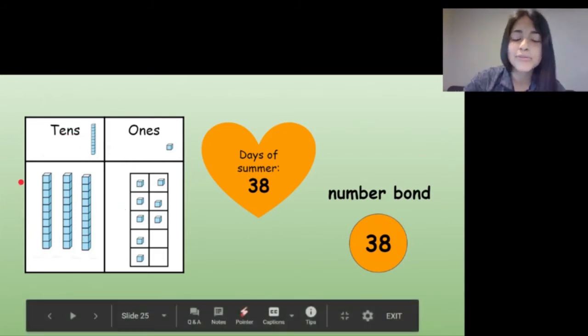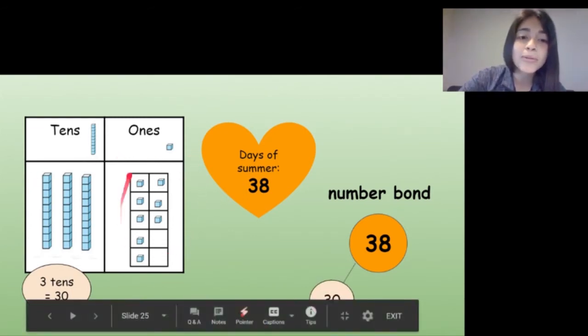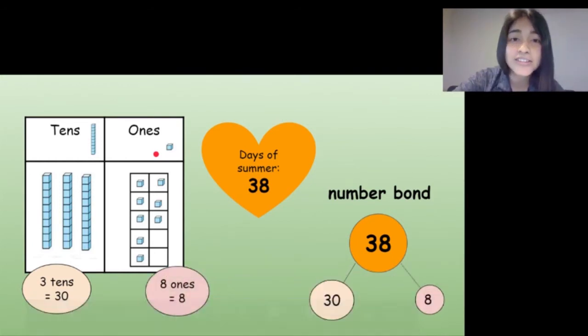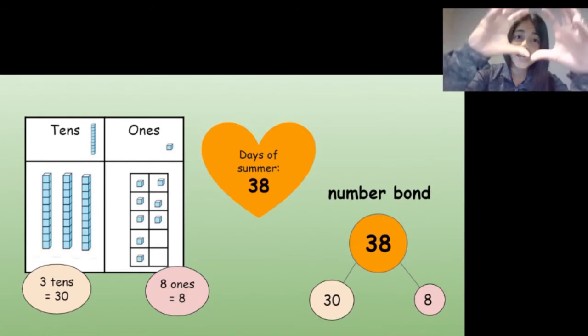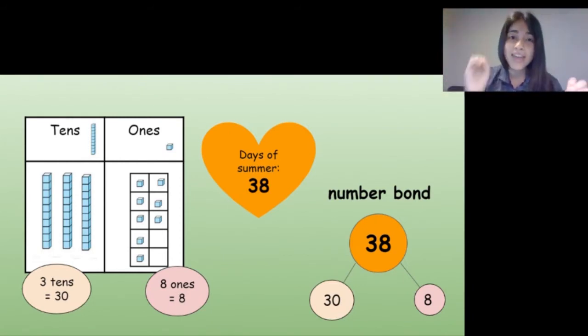Yeah, we have 3 tens over here. And so that would be one part of 30. And then over here we have how many ones? Yeah, we have 8 ones. So that's going to be our other number in our number bond. So 38 is our whole, and if we break it down by tens and ones, we have 30 and we have 8, and together that makes 38.